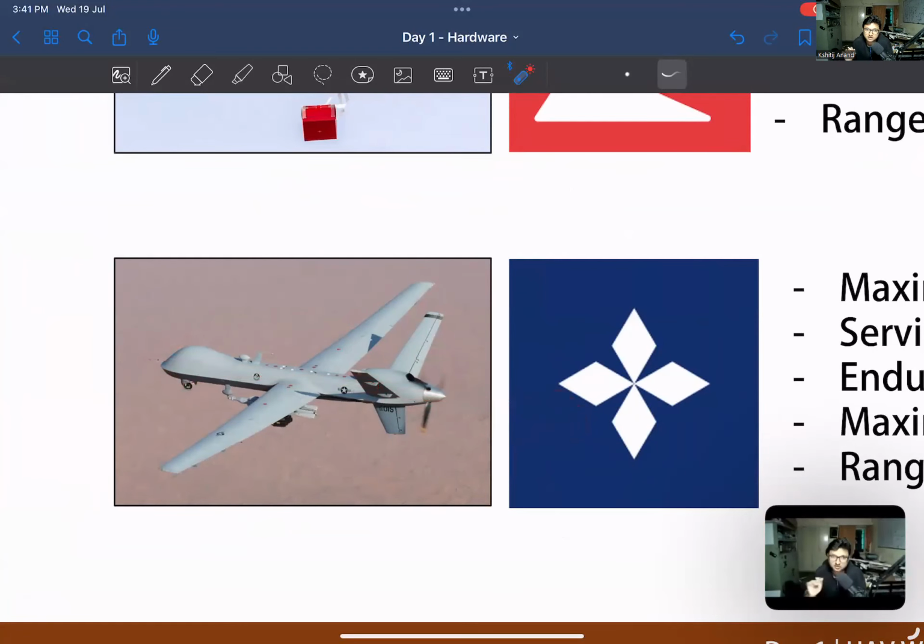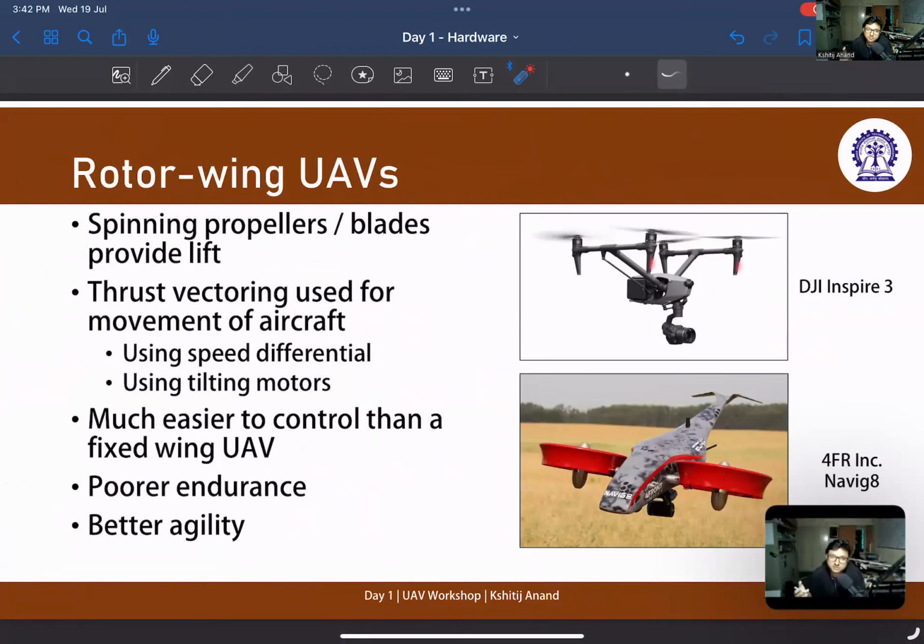However, in rotor wing UAVs, the motors not only have to provide lift, they also have to counter the weight. So you have to go beyond the weight, and whatever is beyond the weight is going to be your lift.